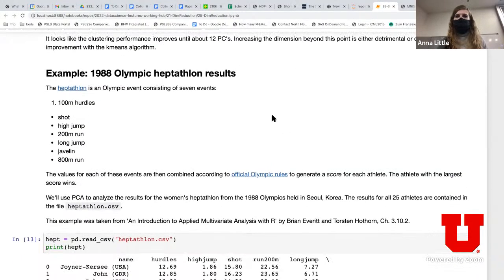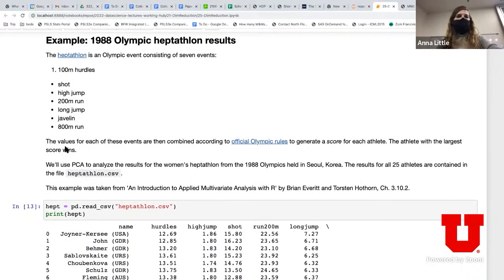Okay, let's take a look at an additional data set. We'll do one more, well, probably two more, but this is the one we're going to do next. This example is from the 1988 Olympic heptathlon results. What is the heptathlon? It comes from the Latin root for 7, because it's an Olympic event consisting of 7 sub-events, all related to track and field. You've got your 100-meter hurdles, shot put, high jump, 200-meter run, and so on, through javelin.